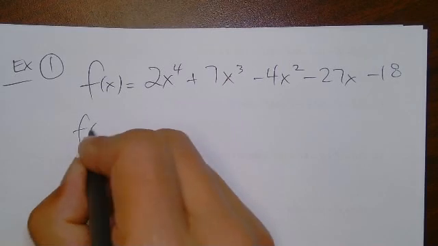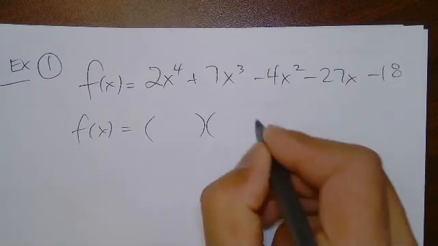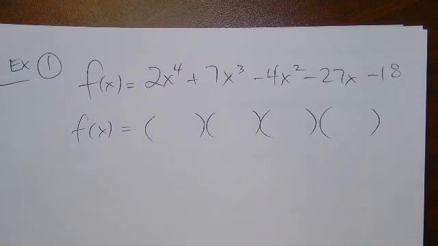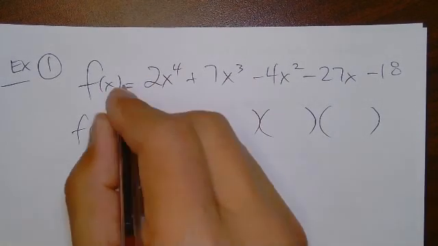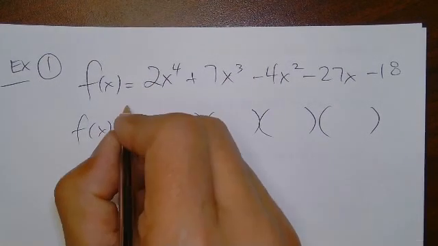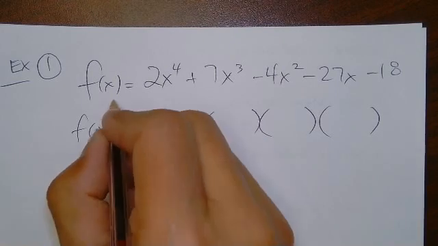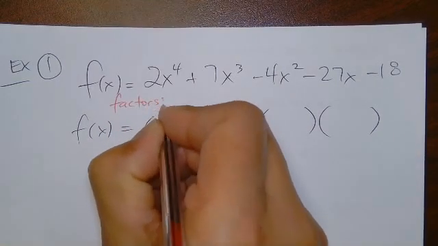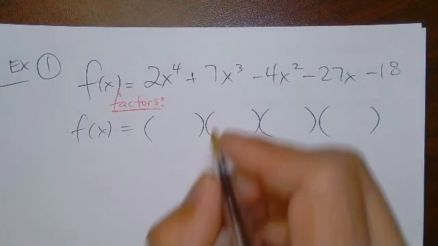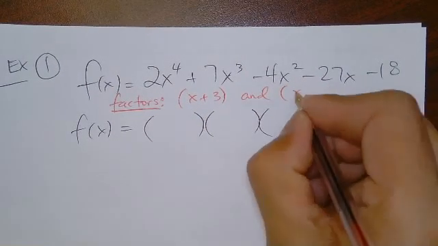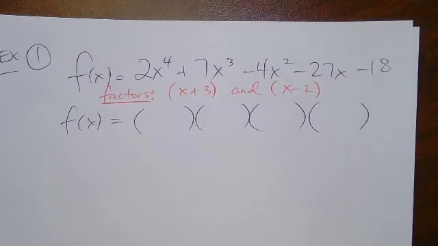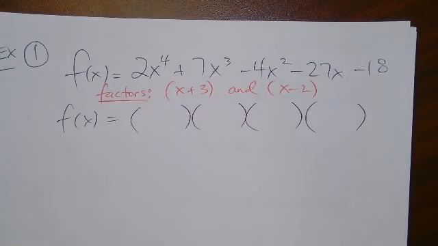This polynomial is to the power of 4. Right there, that tells me that this should have how many parentheses? 4 of them. 4 factors. You should know that already. Okay, I understand that. But the problem is going to tell you that they're going to give you 2 of them. They're going to tell you that x plus 3 and x minus 2 are factors.